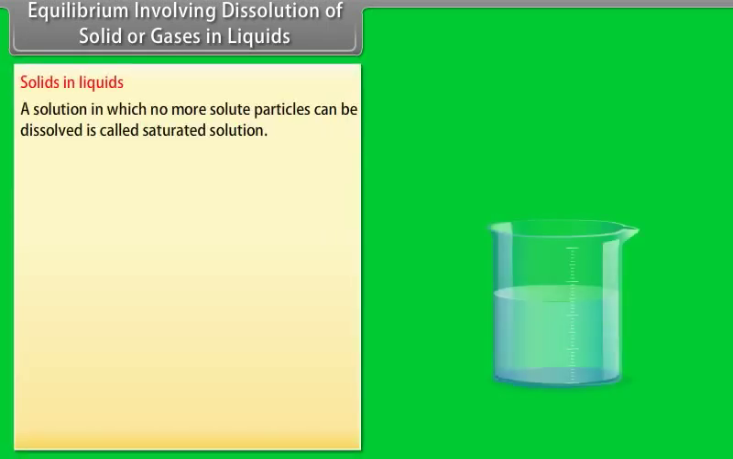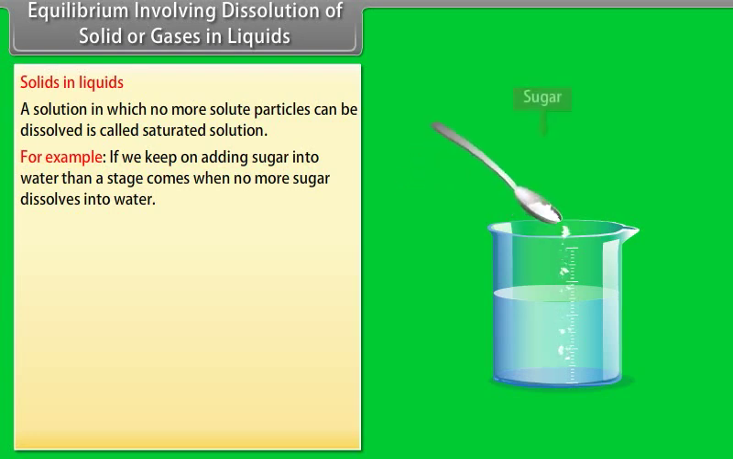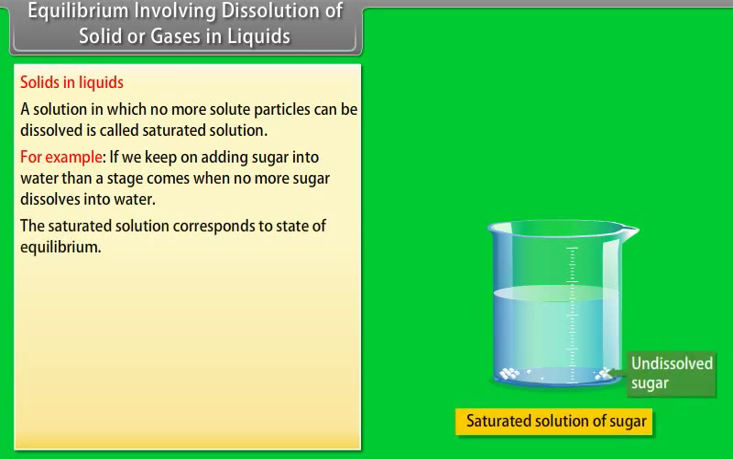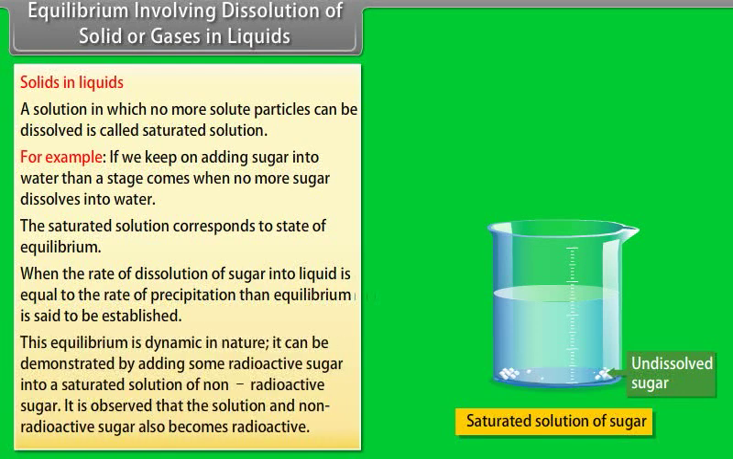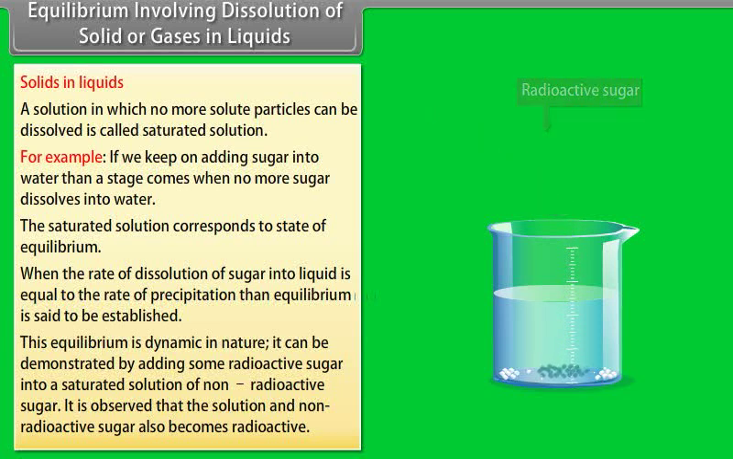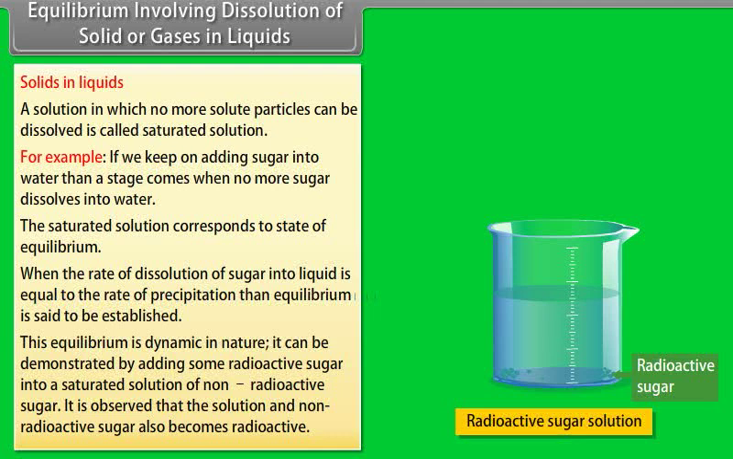Solids in liquids. A solution in which no more solute particles can be dissolved is called saturated solution. For example, if we keep on adding sugar into water, then a stage comes when no more sugar dissolves into water. The saturated solution corresponds to state of equilibrium. When the rate of dissolution of sugar into liquid is equal to the rate of precipitation, then equilibrium is said to be established. This equilibrium is dynamic in nature. It can be demonstrated by adding some radioactive sugar into a saturated solution of non-radioactive sugar. It is observed that the solution and non-radioactive sugar also become radioactive.